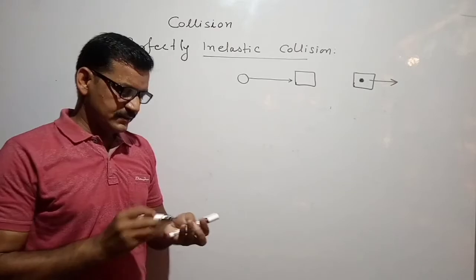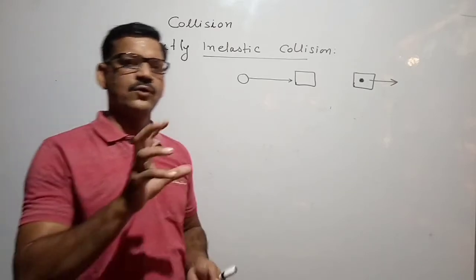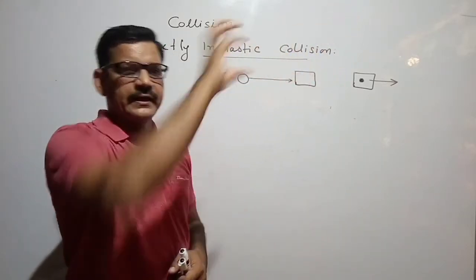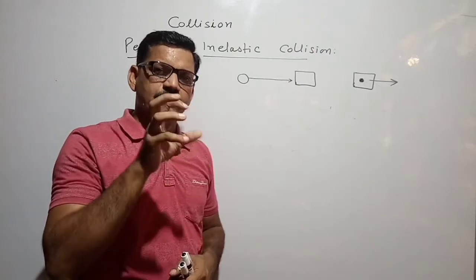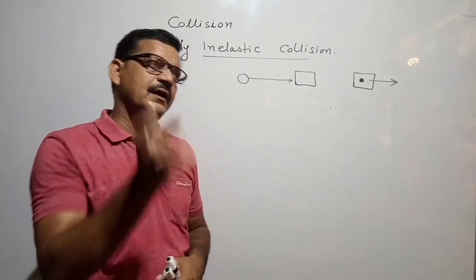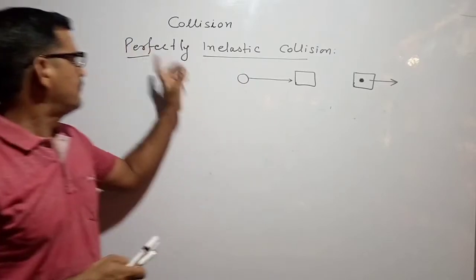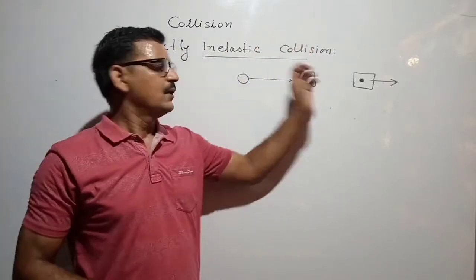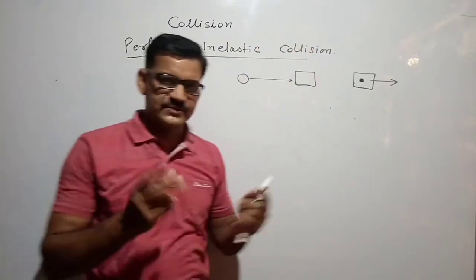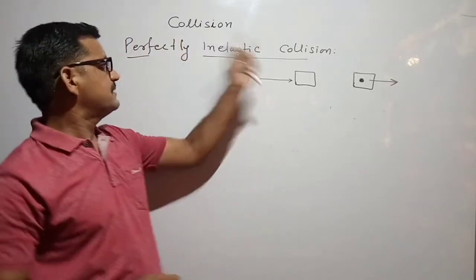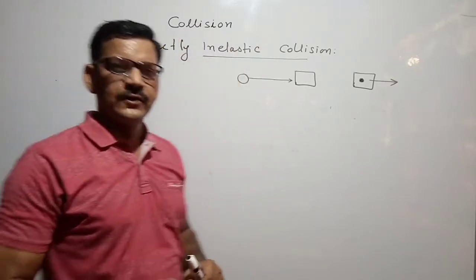The example is like if you throw mud on the ball, so mud will stick to the ball. Earlier mud and the ball were the two bodies, but after collision they become a single body. So this is our perfectly inelastic collision, or you can say the plastic collision. Plastic collision means joining of two bodies, right? So it can be called a perfectly inelastic collision.